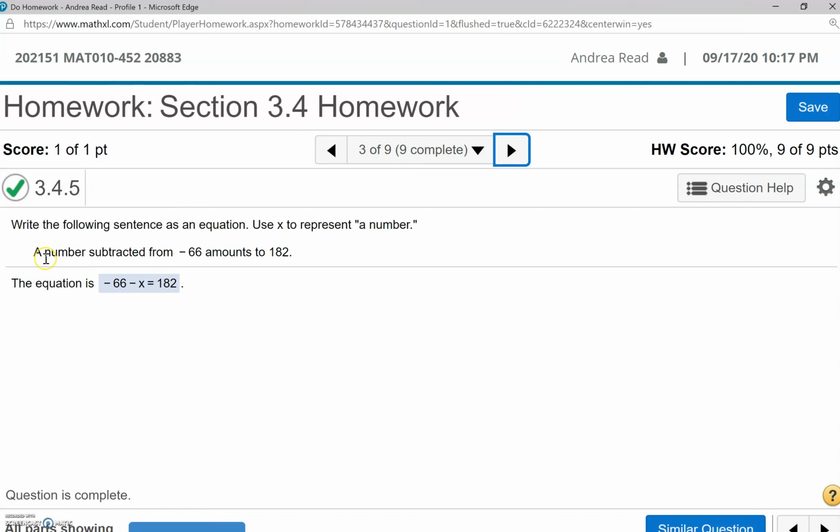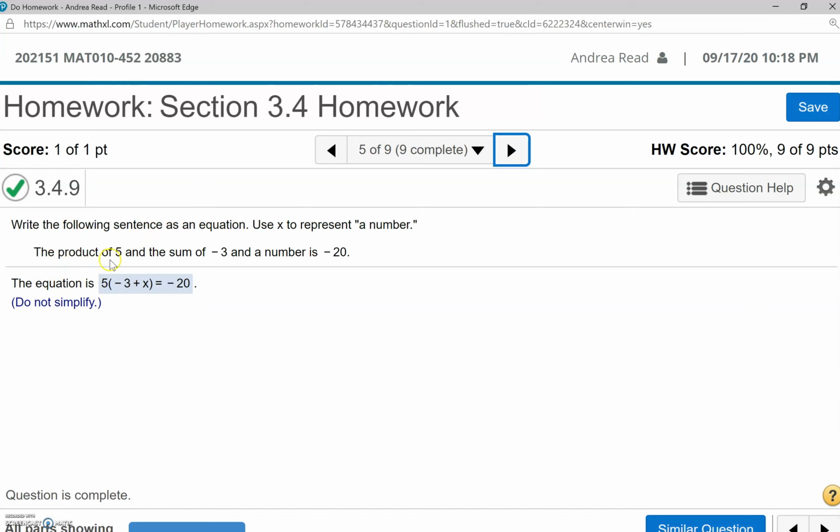Number 3, so a number subtracted from -66 amounts to, it's just another way of saying equals, yields, amounts to 182. Now this one's just a little tricky because of the subtracted from. You want to write your -66 first minus x equals 182. Now this one's twice a number. It's just another way of saying 2 times x, or just represented as 2x gives, that's another way of describing equals, 113.